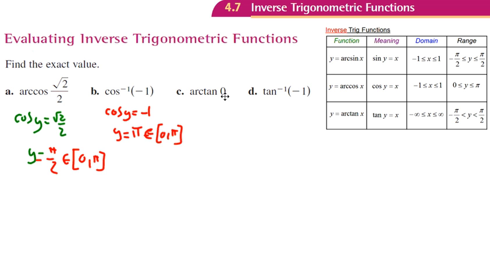Arctangent of 0. Arctangent of 0 means the tangent of what y value is 0. So we know that it's going to have to be between negative pi over 2 and pi over 2. There's only one value, and that's going to be 0. The tangent of 0 is y over x, right? So that's 0 over 1, which is going to be 0. And this is within the elements of negative pi over 2 and pi over 2.